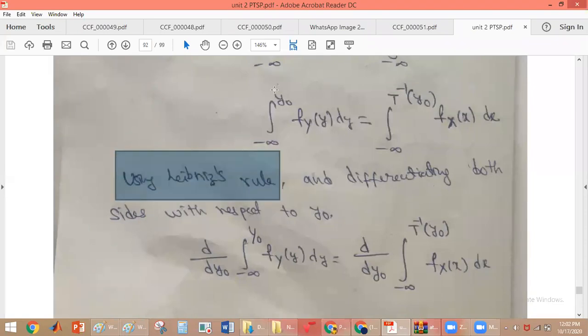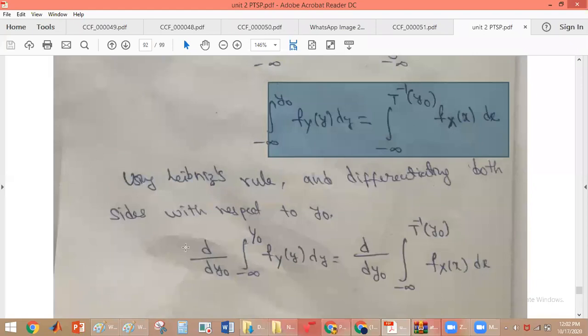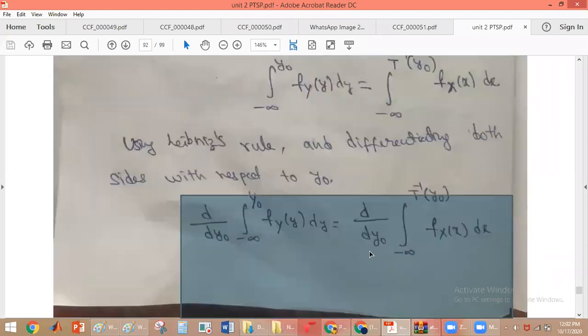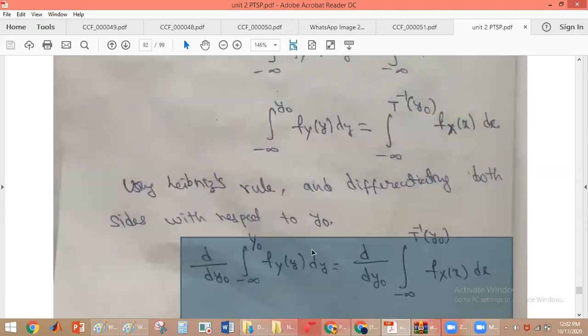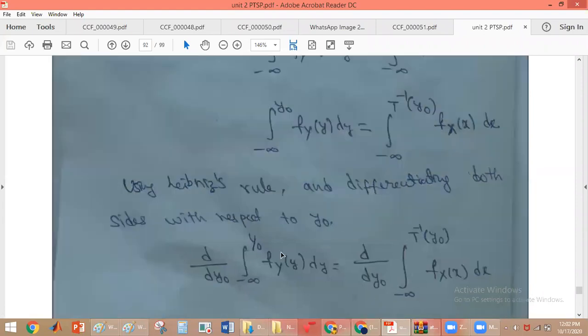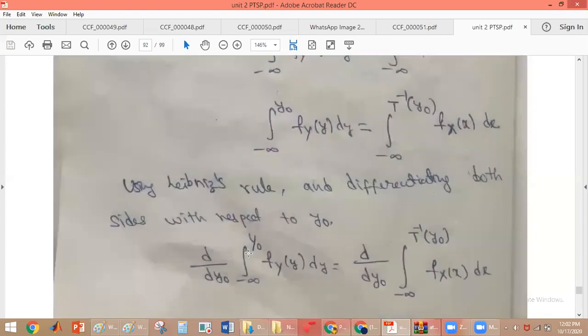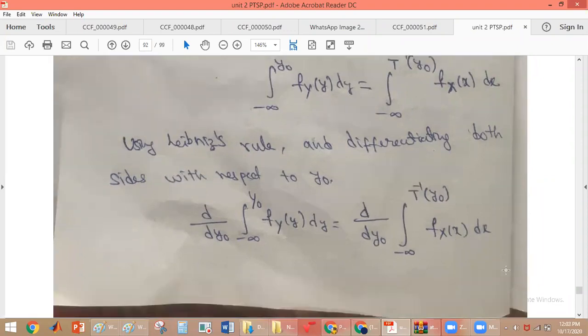So now if you differentiate this with respect to y naught, what we get is d by dy naught. We are just differentiating both sides of this equation with respect to y naught. So d by dy naught of integral from minus infinity to y naught of fy of y dy is equal to d by dy naught of integral from minus infinity to T inverse y naught of fx of x dx. Now we see what the Leibniz rule is.